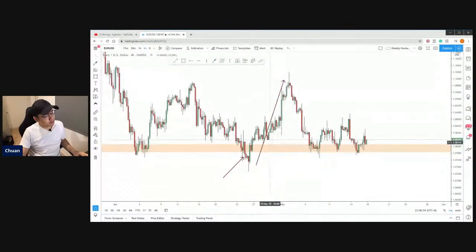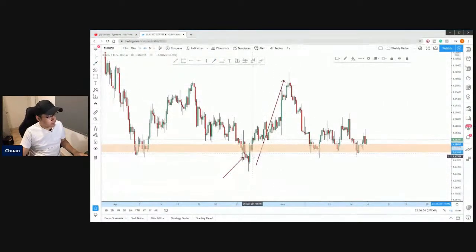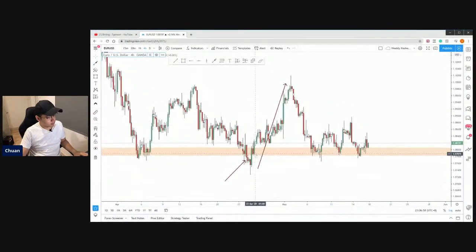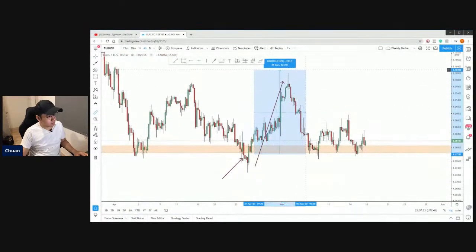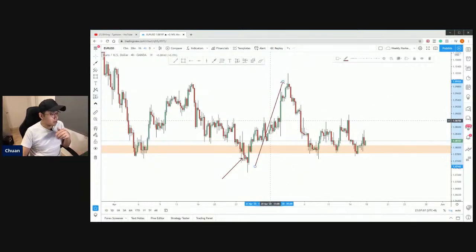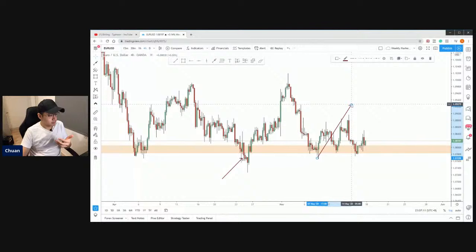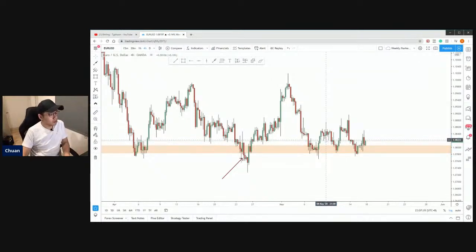The movement was about 250 pips. But when the market did the second retest here, the movement was much smaller. So this is the first thing that I noticed. I'm not saying the market might turn into a downtrend, but this is something interesting that I noticed.